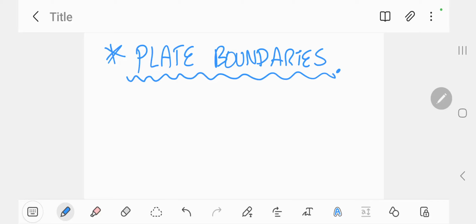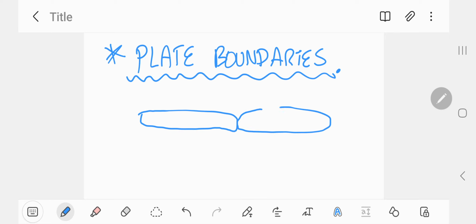In this video, I'm going to be talking about plate boundaries. So I'll start off with defining what a plate boundary is. A plate boundary is basically the area where two tectonic plates meet. So let's suppose we've got one plate here and one plate here. This region here is called a plate boundary.